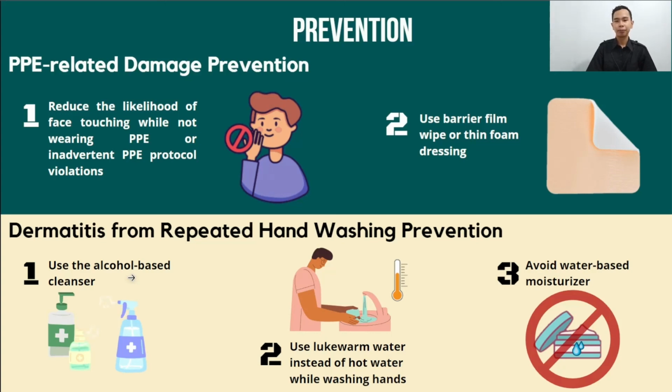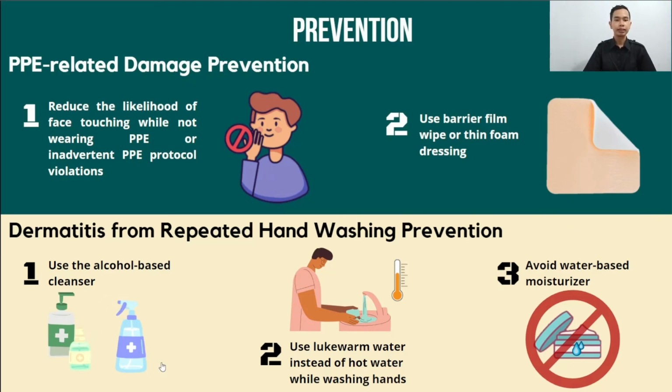Now I'll explain about the prevention and the risk factors. There are 2 types of prevention that can be done. The first one is personal protective equipment or PPE-related damage prevention. It can be done by, first, reducing the likelihood of face touching while not wearing PPE or inadvertent PPE protocol violation, such as mask touching or adjustment. Second, at the pressure points where PPE is equipped, such as the nose, a barrier film wipe or thin foam dressing can be used to prevent PPE-related damage.